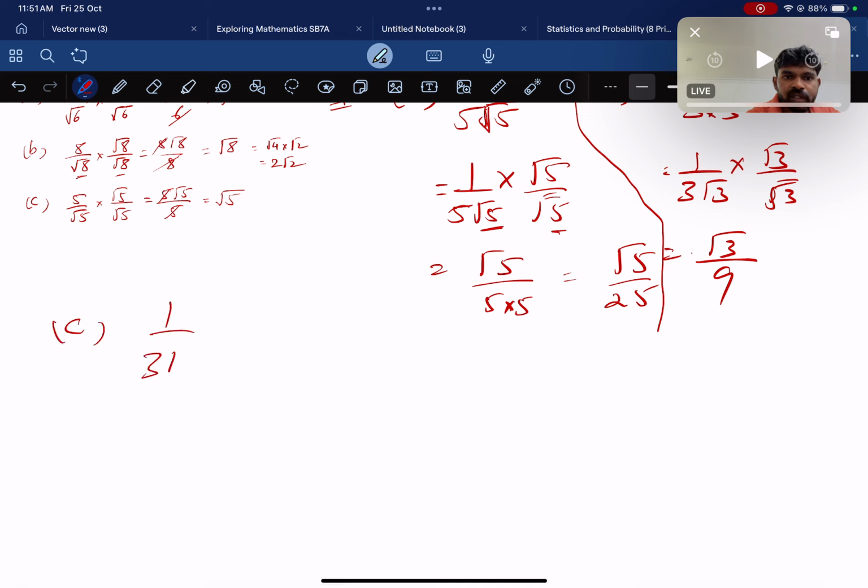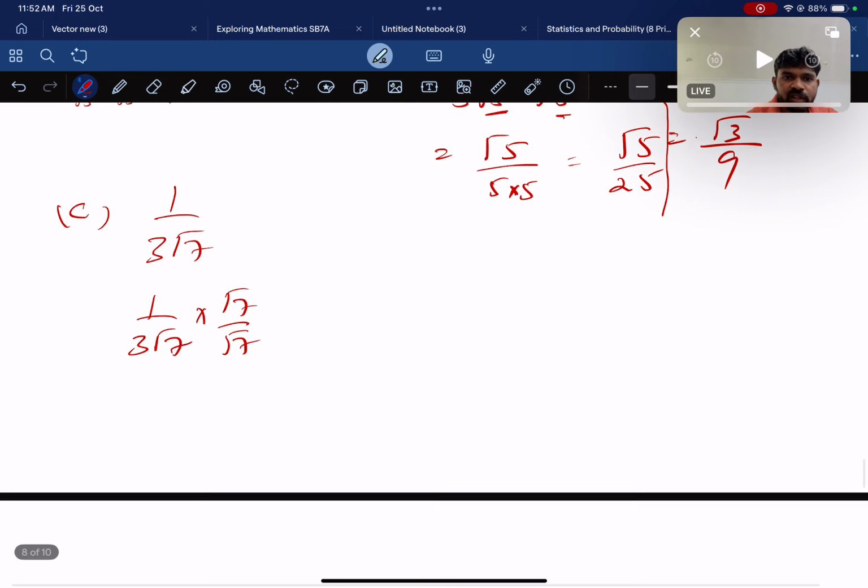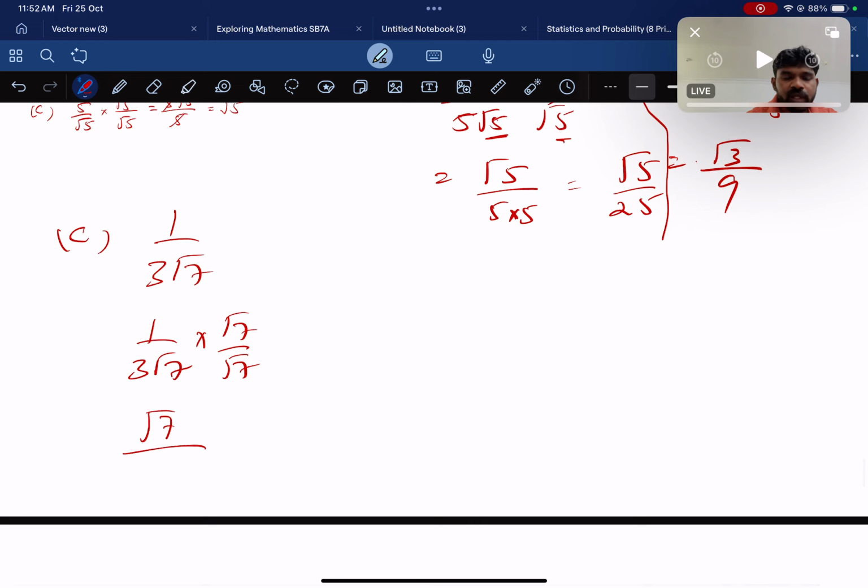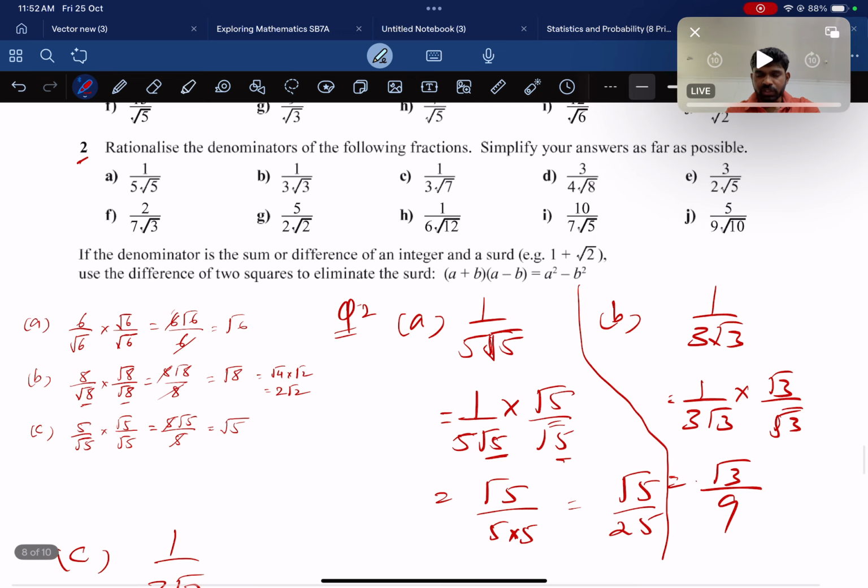1 divided by 3 root 7. We can write it as 1 by 3 root 7 times root 7 by root 7, where you can write it as root 7 divided by, now you know that root 7 times root 7 is 7, and 7 times 3 is 21. So this will be my answer. So make sure that you do other questions by yourself.